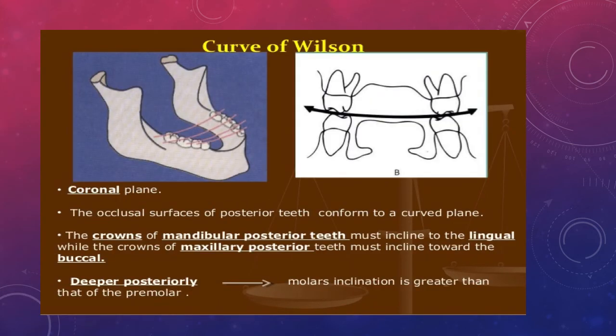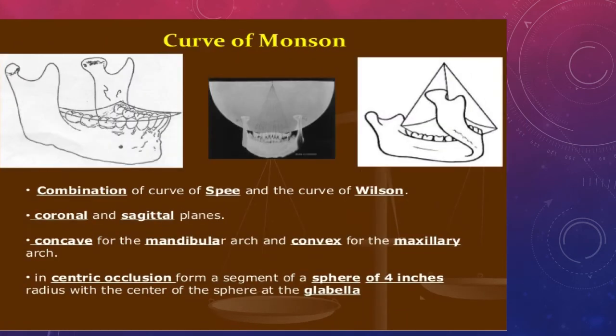Curve of Wilson, coronal plane. When the arches are observed from the front, the occlusal surfaces of the posterior teeth conform to a curved plane. The crowns of mandibular posterior teeth must incline lingually, while the crowns of maxillary posterior teeth must incline towards the buccal. The molar inclination is greater than that of the premolar.